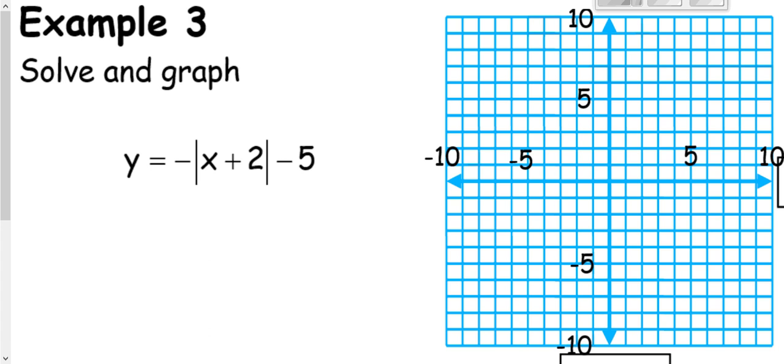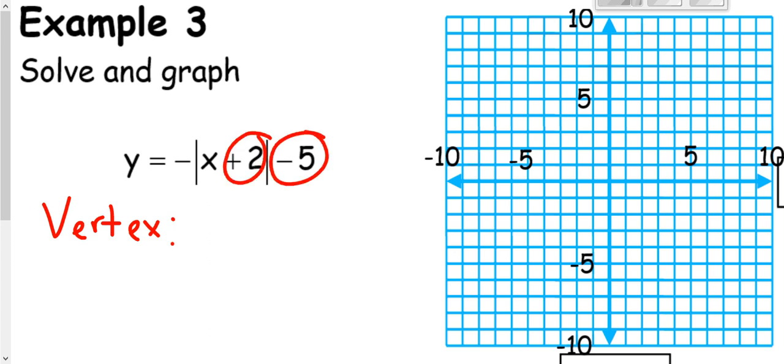Why don't you start by finding the key pieces of information? So our vertex, remember, comes from inside the function. We had the +2 and the -5. Remember that the one inside kind of lies to you. It says it's positive, but it's really negative. And then outside we keep the sign.